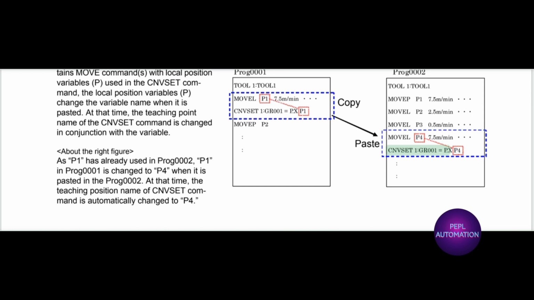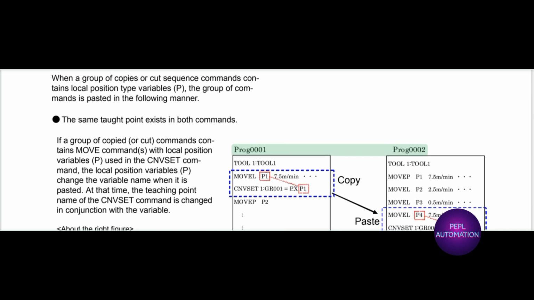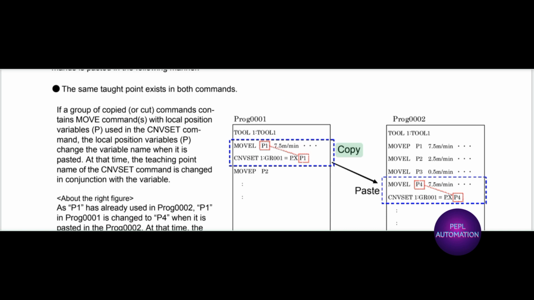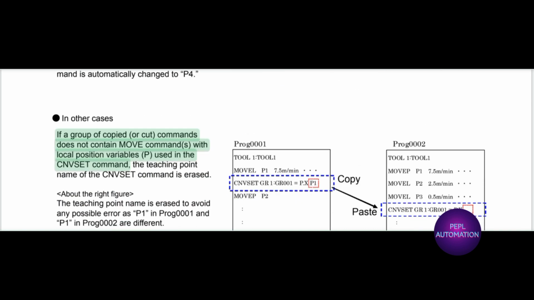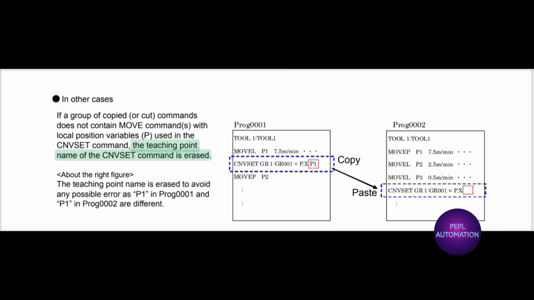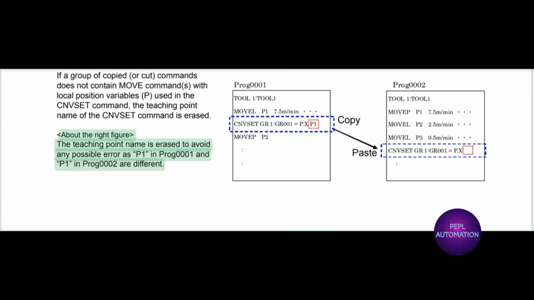CNVSET1, GR001 equals P.XP4. Prog 0001, Prog 0002. Paste. Copy. If a group of copied or cut commands does not contain move commands with local position variables P used in the CNVSET command, the teaching point name of the CNVSET command is erased. The teaching point name is erased to avoid any possible errors. P1 in Prog 0001 and P1 in Prog 0002 are different.